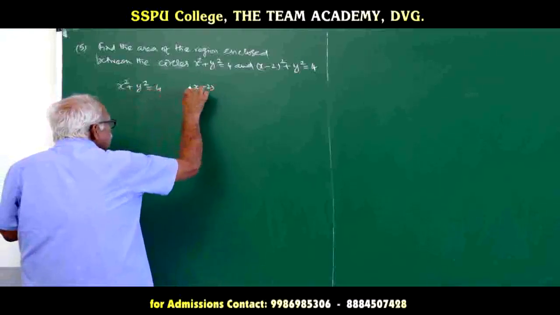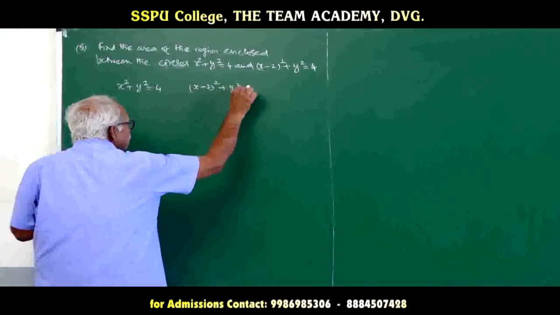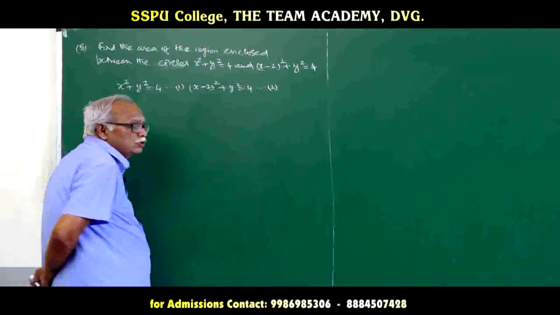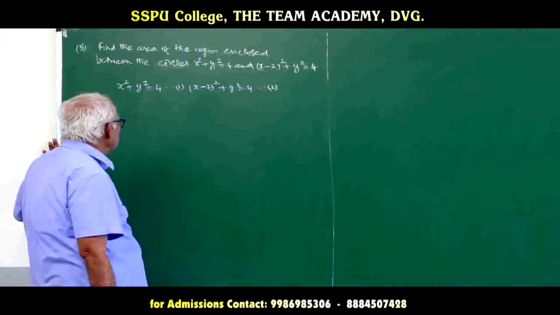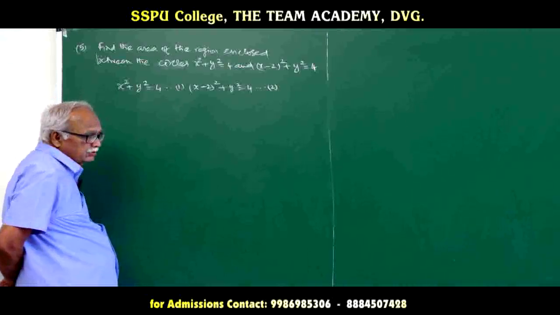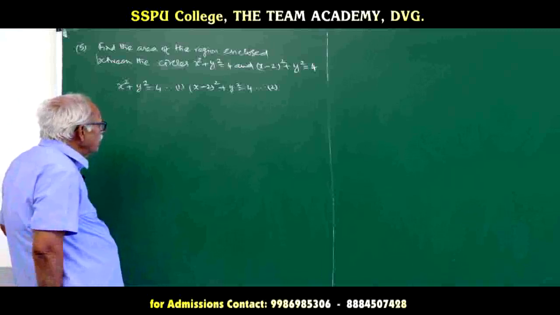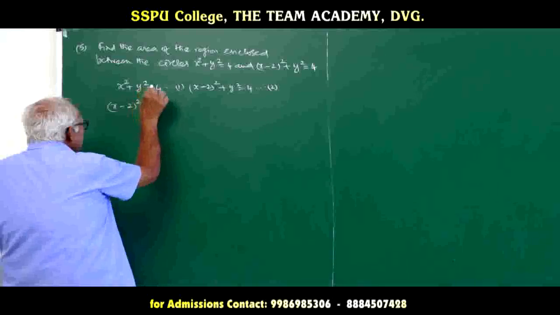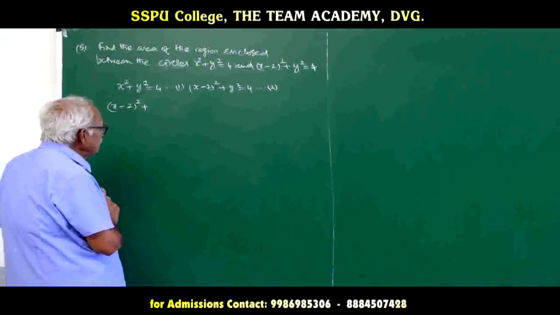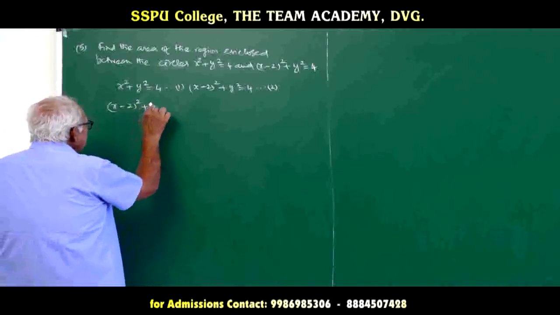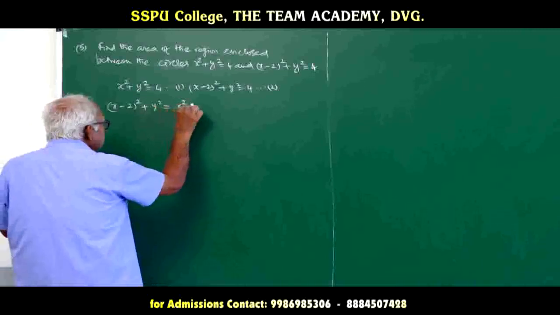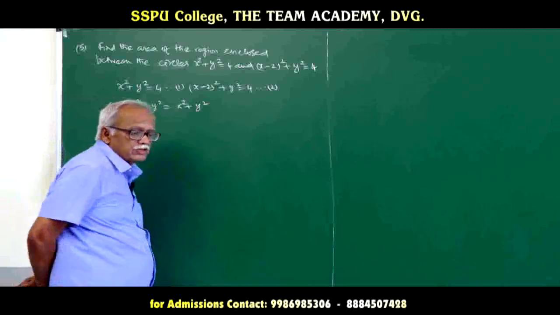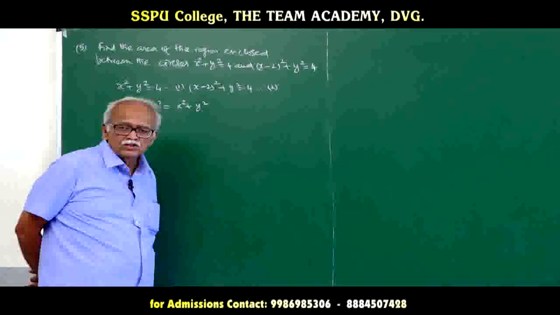So, x minus 2 whole square plus y square is equal to 4, equation 1, equation 2. Solve both the equations. How to solve these equations? You can see x minus 2 whole square plus y square is equal to x square plus y square. This is also 4, this is also 4. So, what we get from this? Both the circles have the same radius.